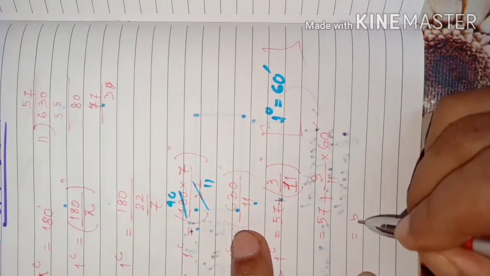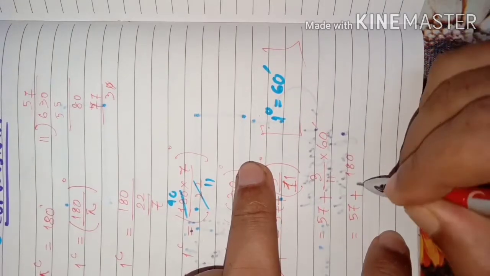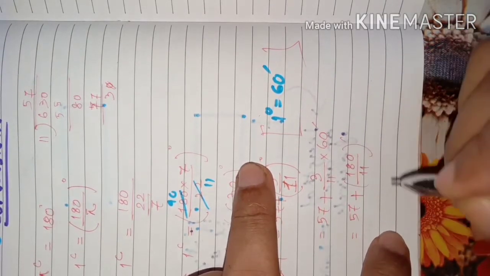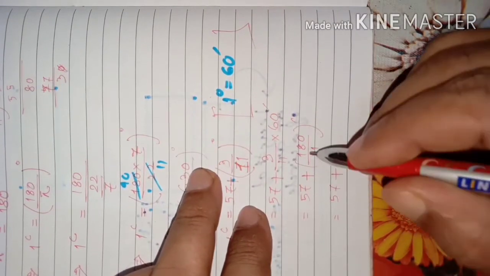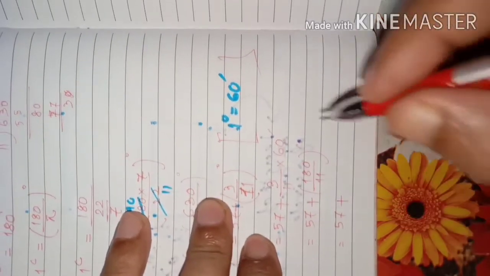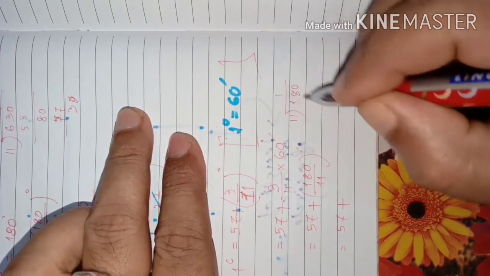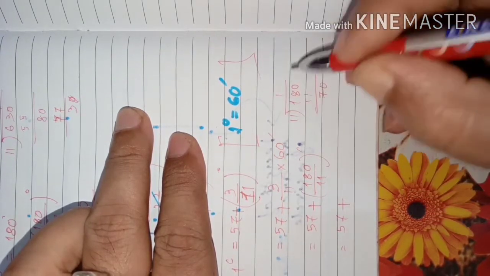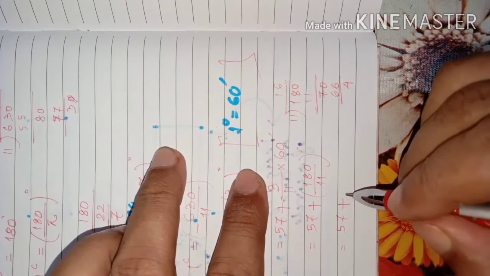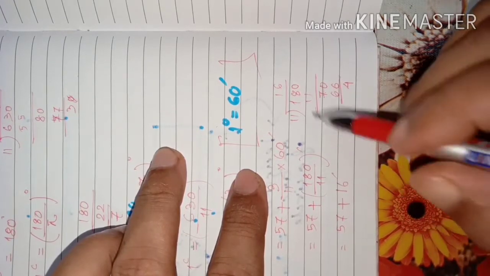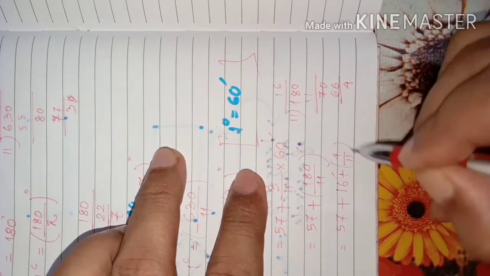Then 57 plus 3 into 60, 3 sixes are 180 by 11 minutes. So now 57 plus 180, now if we divide by 11, we divide and see. 180 divided by 11. 11 ones are 11, then it will be 70. 11 sixes are 66, then it will be 4. So that means it will be 16 minutes plus 4 by 11 minutes.